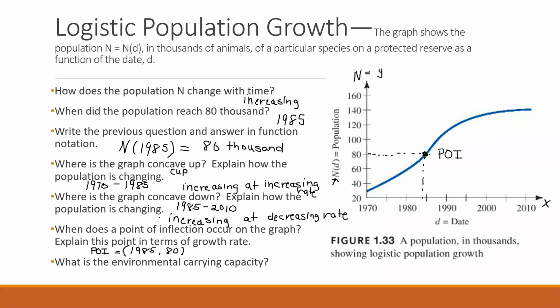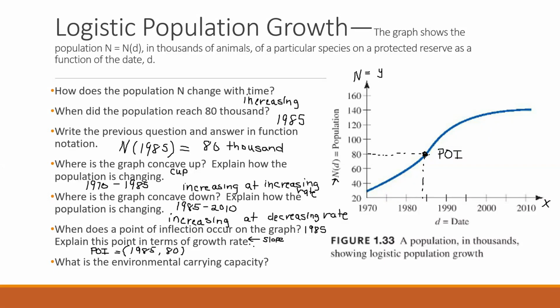And looking at this question specifically, it says when. So when is asking me about the time. So I would answer that question if it happens in 1985. And then it asked me to explain this point in terms of the growth rate. So the growth rate is the slope. So that's why we had the slope was an increasing rate and then the slope was a decreasing rate. And that change from increasing slope to decreasing slope happens at the point of inflection.